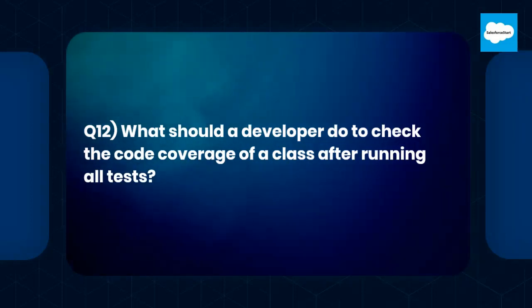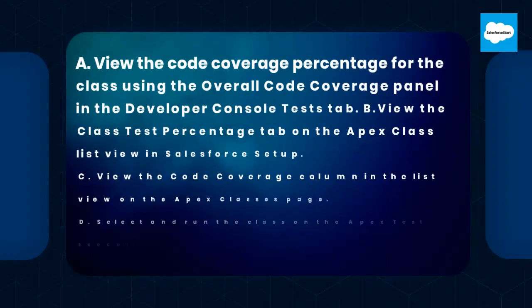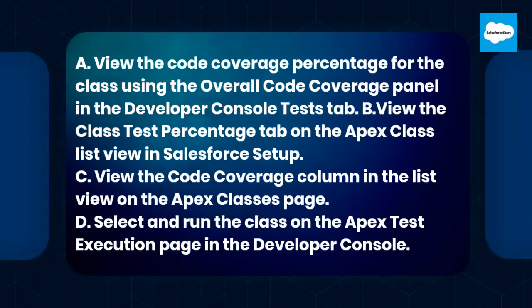Q12. What should a developer do to check the code coverage of a class after running all tests? A. View the code coverage percentage for the class using the overall code coverage panel in the Developer Console Tests tab. B. View the class test percentage tab on the Apex class list view in Salesforce Setup.